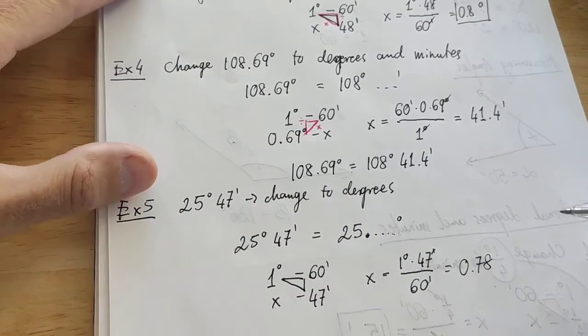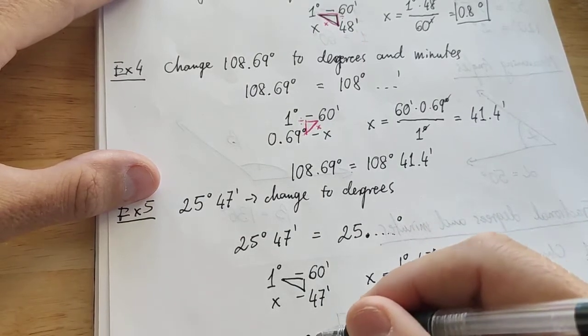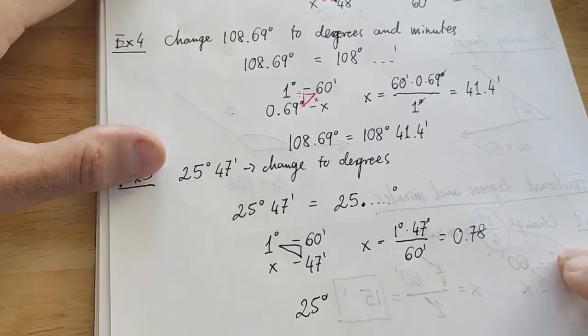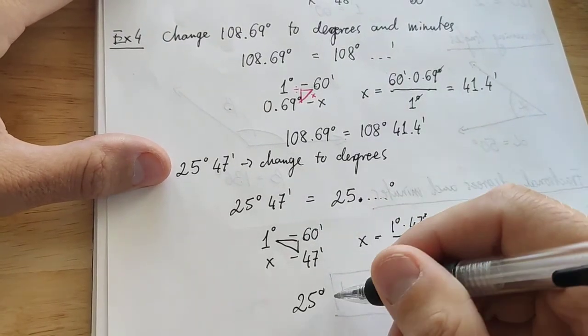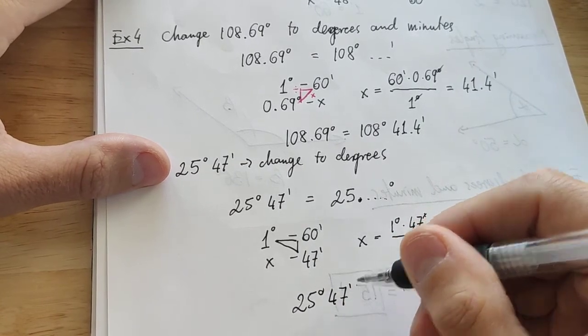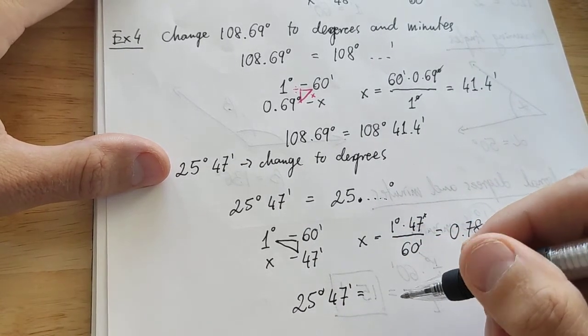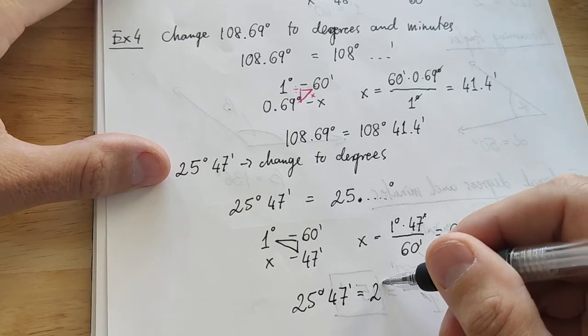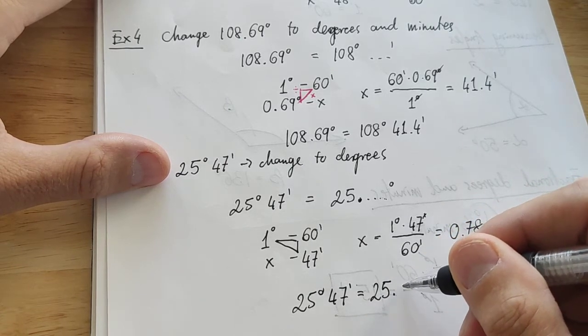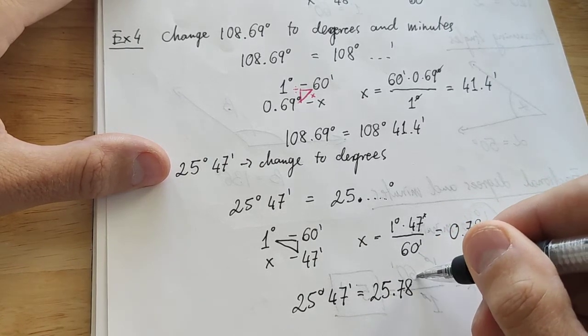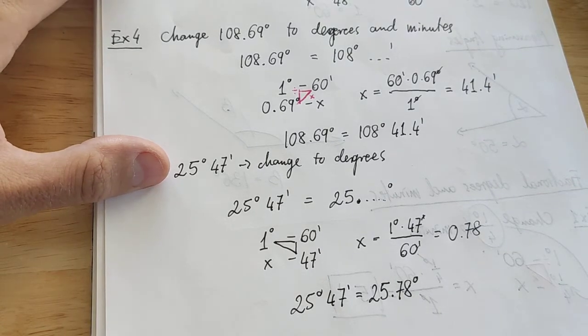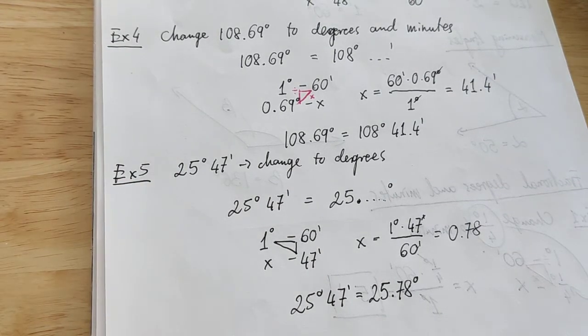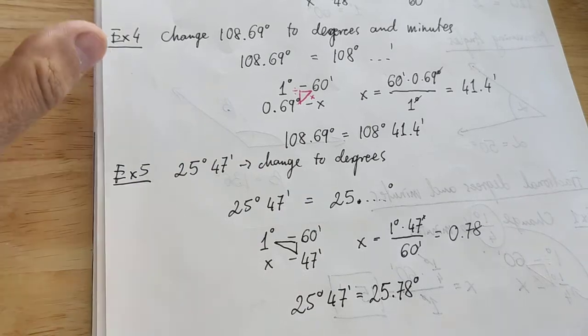Alright. So now I can write my answer. So 25 degrees and 47 minutes is the same as 25.78 degrees, and the whole thing is degrees. Okay, so I hope you guys understand what's going on here. I'm not going to do any more examples, but I'll give you a couple problems for you to work out.